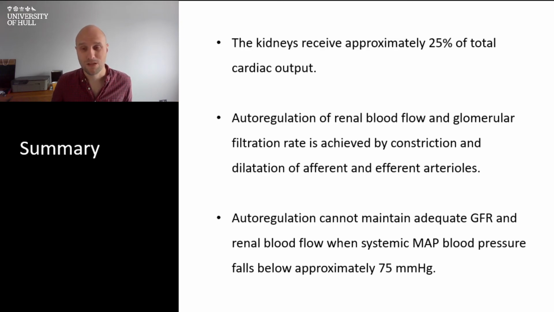But in summary, the kidneys receive about 25% of your cardiac output, and blood flow and glomerular filtration rate is maintained by constriction and dilatation of the afferent and efferent arterioles leading into and out of the glomerulus respectively. However, that only works to a point, and so when the mean arterial blood pressure drops below about 75 millimeters of mercury, then that autoregulation cannot maintain the flow of fluid through the glomerulus, and so we tend to see an impact upon our renal function.